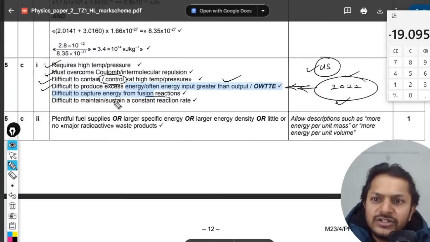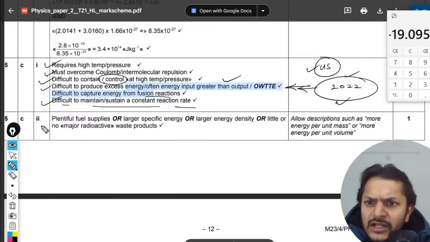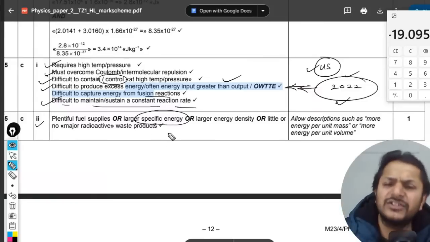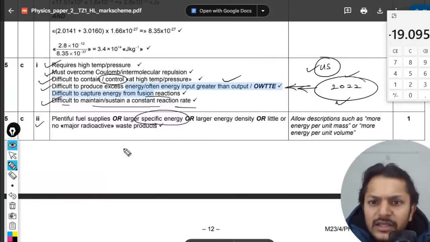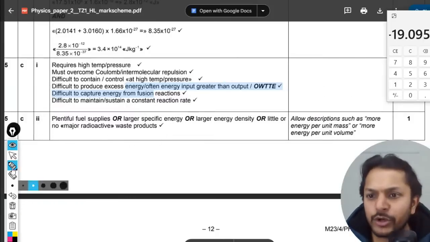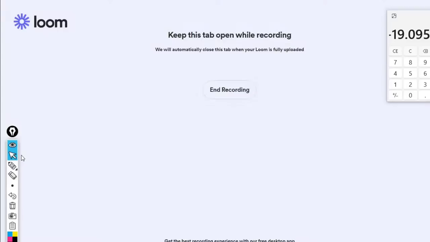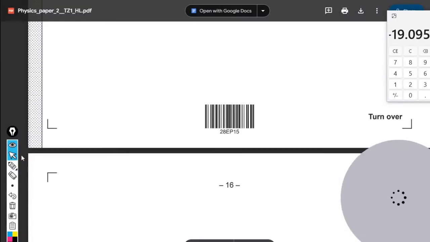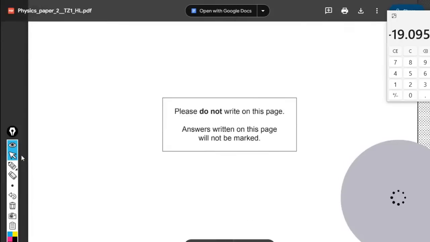Difficult to capture energy and difficult to maintain a constant reaction rate, fine. What is the best part? Plenty of fuel supply, so the larger specific energy. So technically specific energy is more. Yeah, no radioactive waste is produced, even that is a very important point. Let us now move to the next question and hope that question will be completed soon.